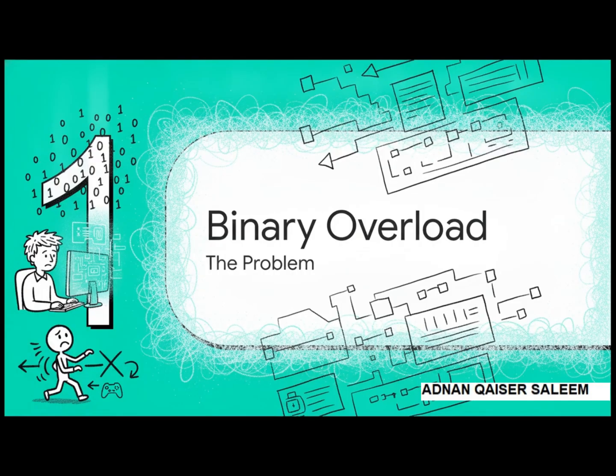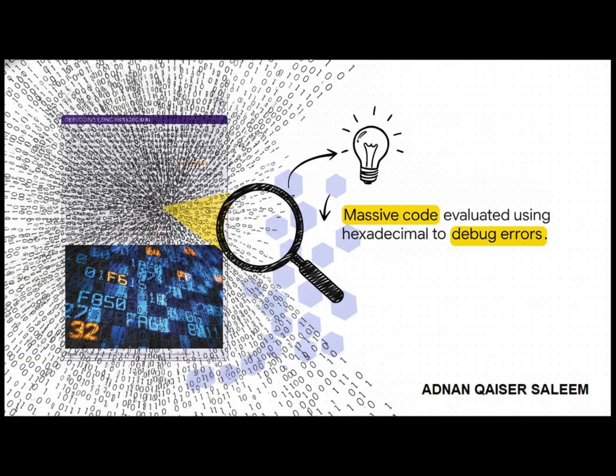Now, I want you to picture a programmer working on this massive, incredibly complex computer game. Suddenly, there's a bug. A character is moving left when they should be moving right, and the programmer has to figure out exactly why that's happening. To find this tiny little error, they have to dig into the data stored in the computer's memory. But here's the catch. The amount of code they have to sift through is just absolutely staggering.